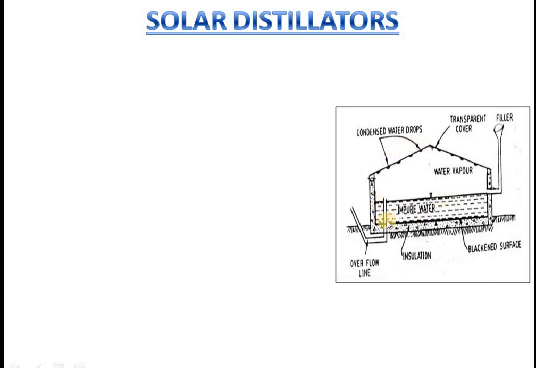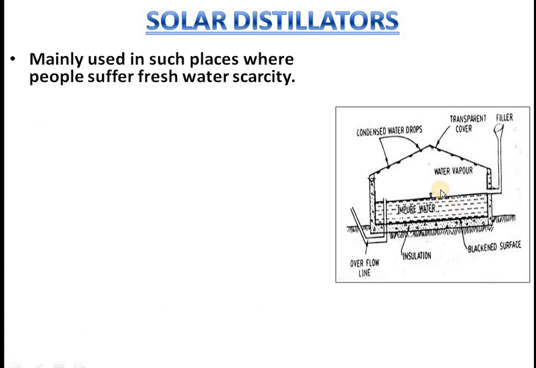This is called a basin, on which the saline water, salty water, it can be seawater also, is filled to an appropriate level, and there is a roof. The roof is made up of some high quality glass or plastic. So then only solar radiation can come into this, and that solar radiation gets absorbed by this water. Subsequently it boils due to high temperature, and on boiling, what happens?